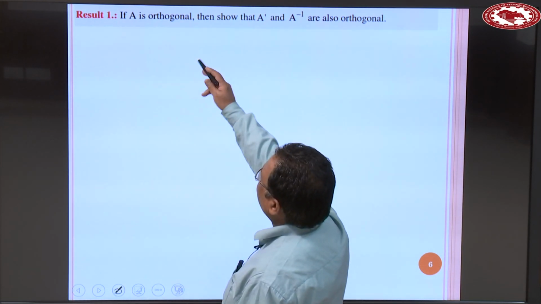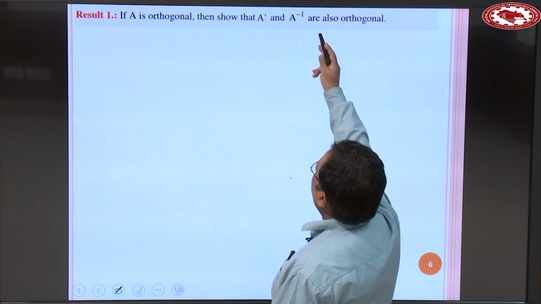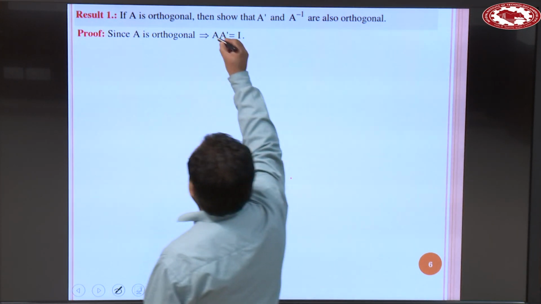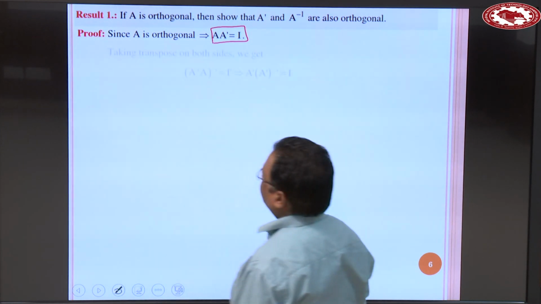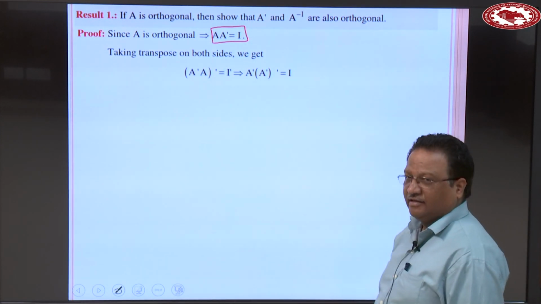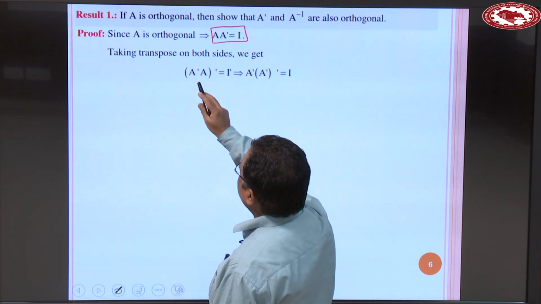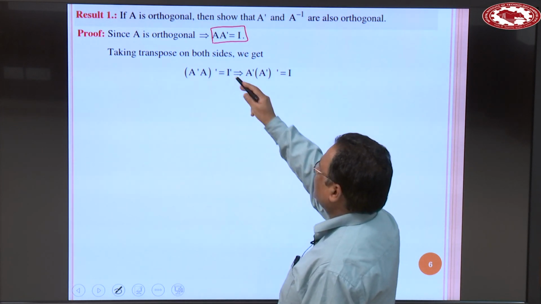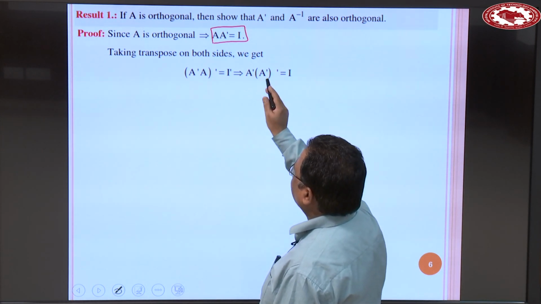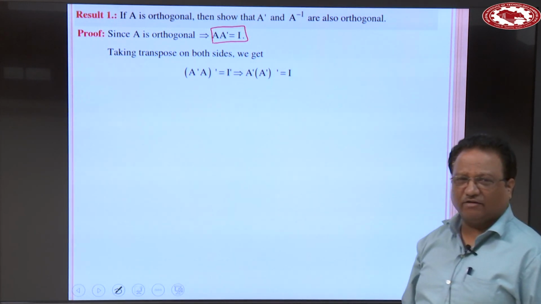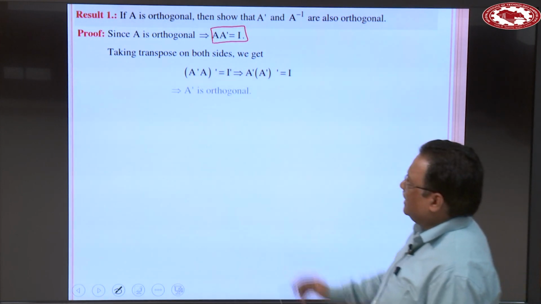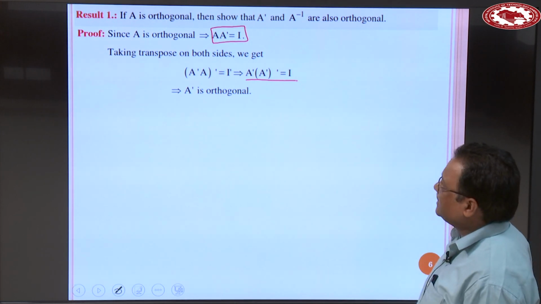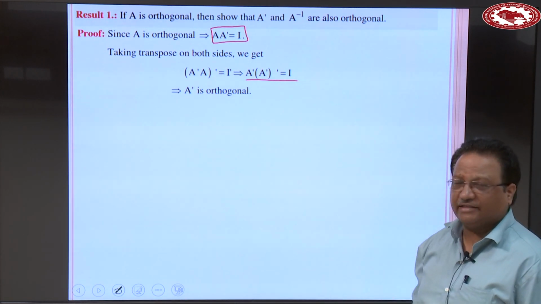Okay. So, if A is orthogonal, then show that A dash and A inverse are also orthogonal. Okay. Since A is orthogonal, this means by definition A dash A is equal to I. Taking transpose on both sides, this means A dash A as it is, and here transpose is equal to I dash, and I transpose means I, and this transpose means A dash A double dash, by the properties of transpose of a matrix. Okay. And this means A dash is orthogonal because A dash dash is equal to I. So, this means A dash is orthogonal.